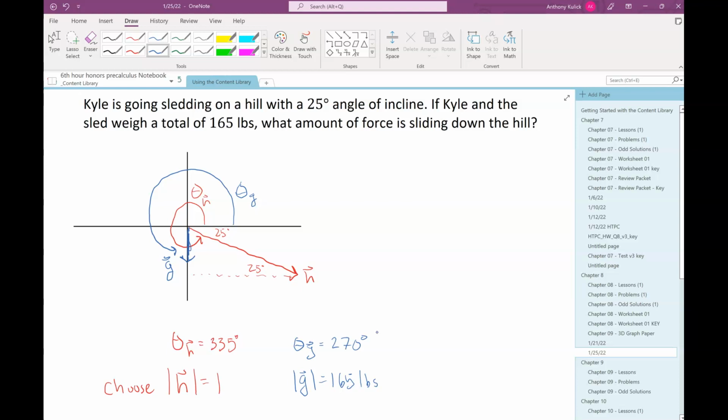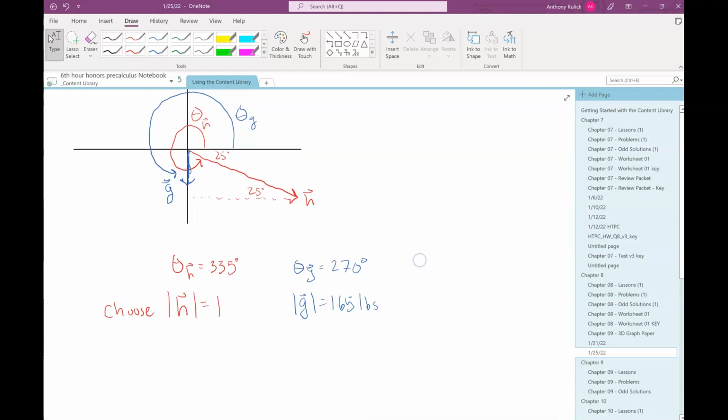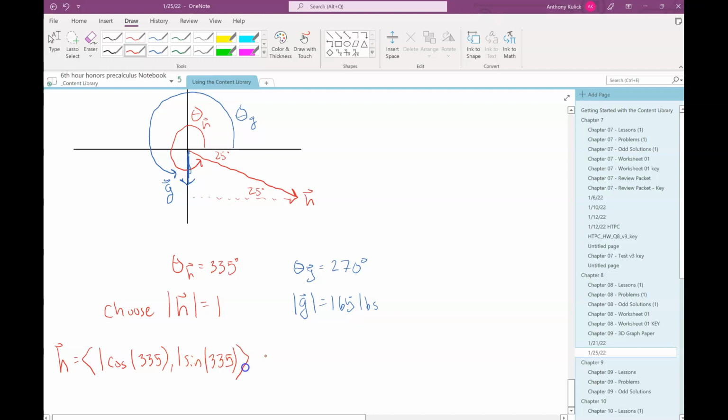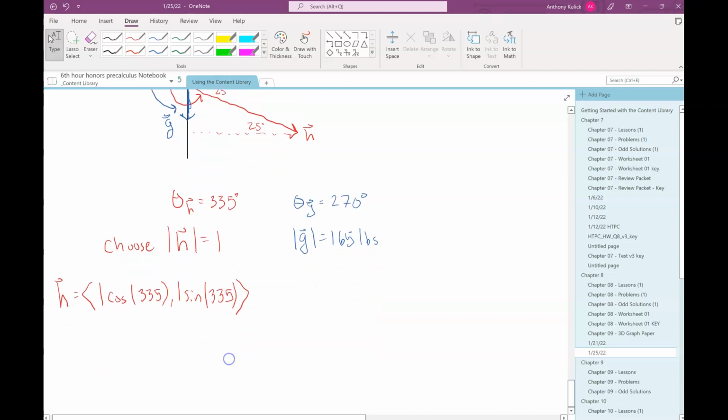So far, so good. I'm now going to resolve vector H into component form, because we can't do any of our vector projection calculations without doing that. Likewise, I'm going to convert vector G into component form.